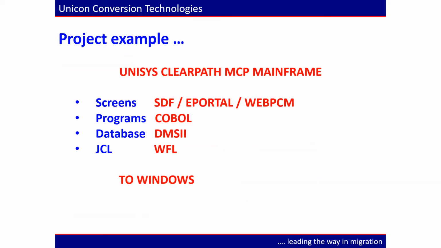So let's consider an example of a COBOL to C# migration project, specifically to migrate the applications on a Unisys ClearPath MCP mainframe to Windows. The programs are written in COBOL. The screens are either SDF, ePortal, or Web PCM, and the data is stored on a DMS2 database. The JCL files are written in WFL. The project is to convert the applications to run on Windows.